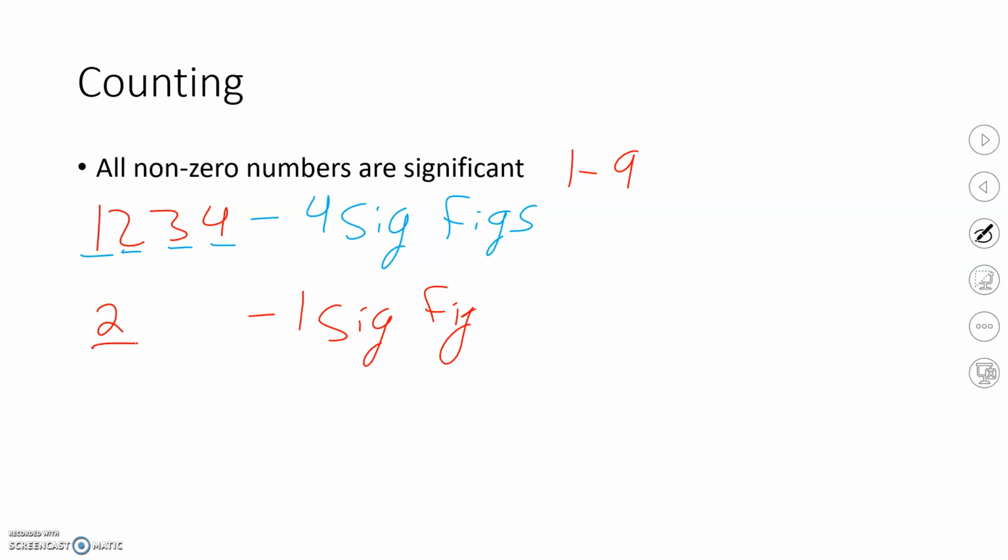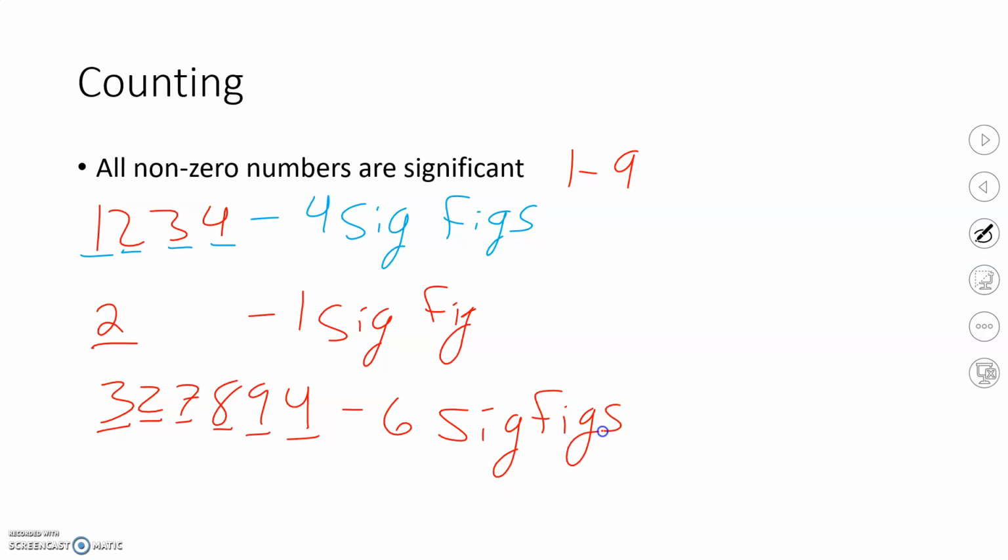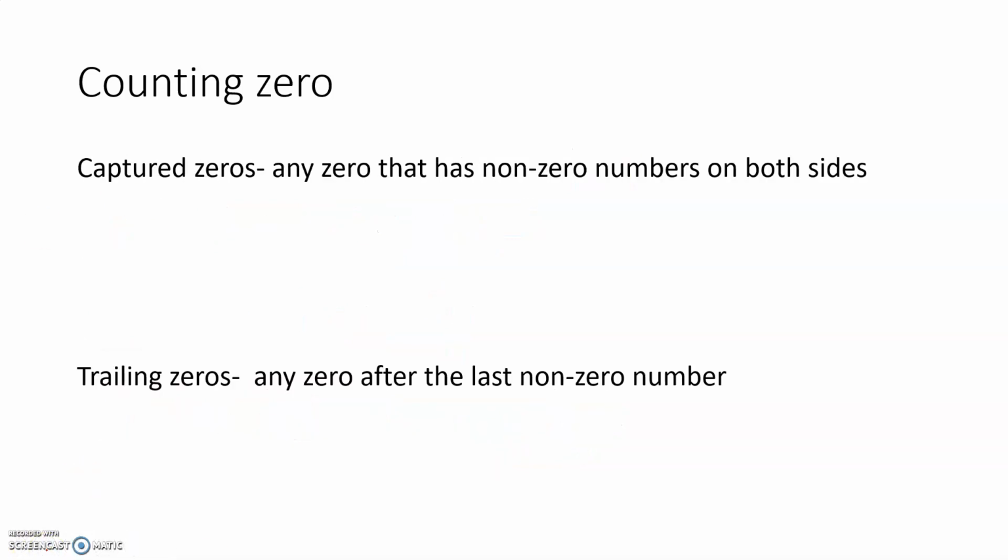If we're looking at, I don't know, 3, 2, 7, 8, 9, 4, we have 1, 2, 3, 4, 5, we have 6 significant figures for that. In all reality, counting sig figs, if there's no zeros, that's the easy part. When we get to zeros, that's where it gets a little difficult, because there's a couple of different situations that you have to remember.